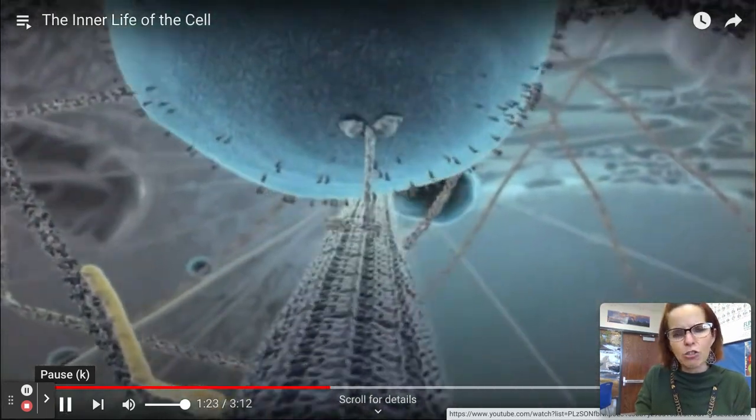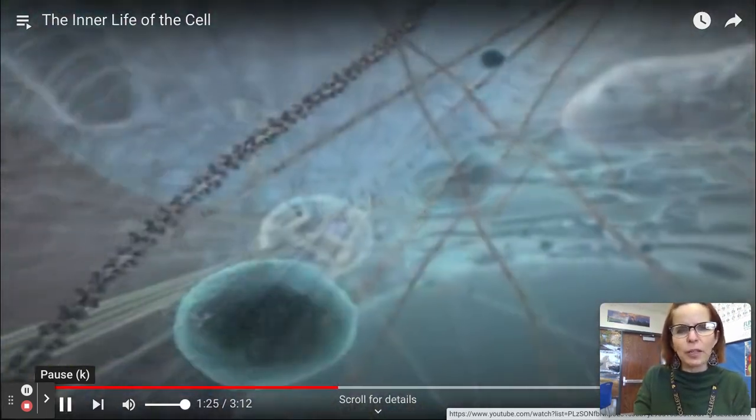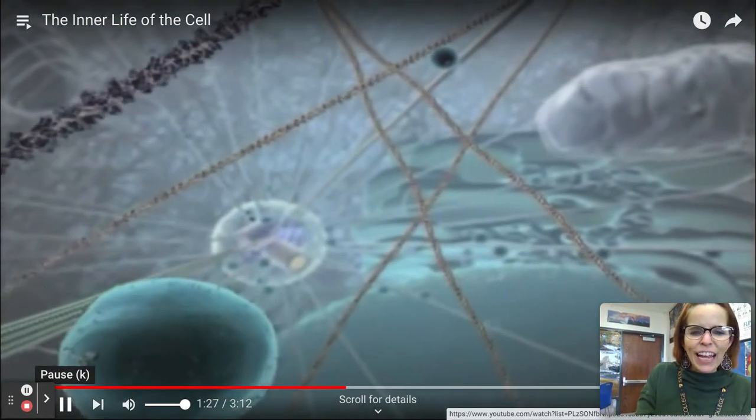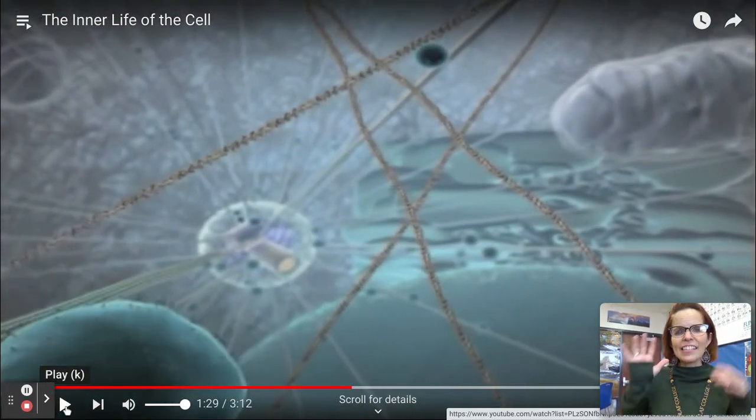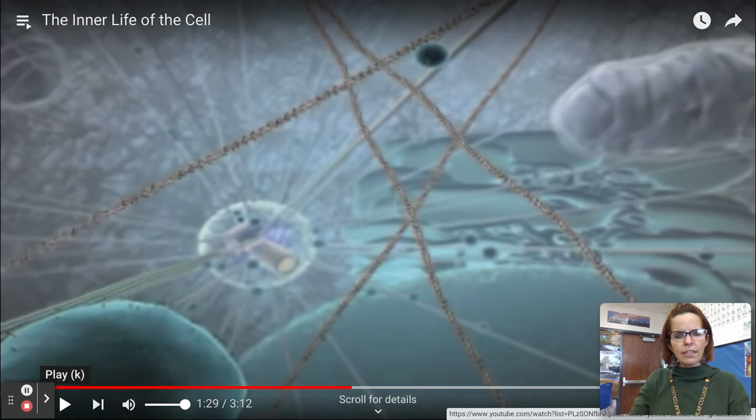Everybody loves this part. It's super cool. It's like, no way, that can't really be happening, right? Okay, I'm going to pause it again. This is looking still inside of the cell.